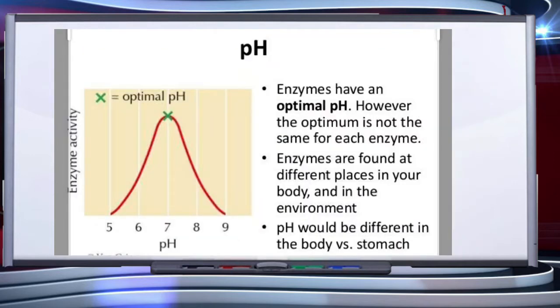Enzymes have an optimal pH. However, the optimum is not the same for each enzyme, but an enzyme shows maximum activity at its optimal pH. Activity declines both below and above the optimum value.